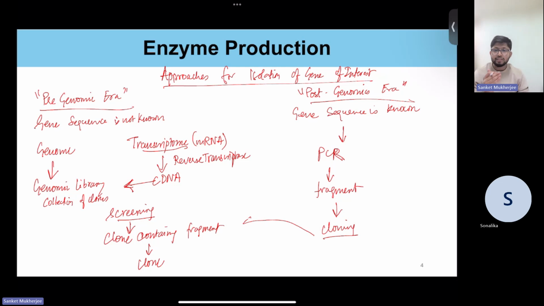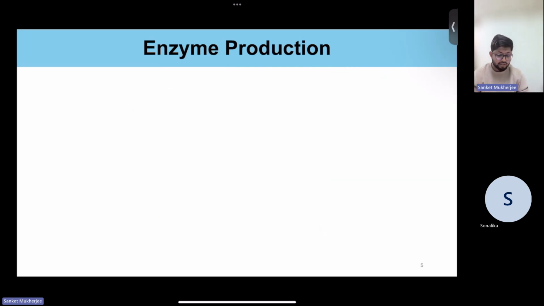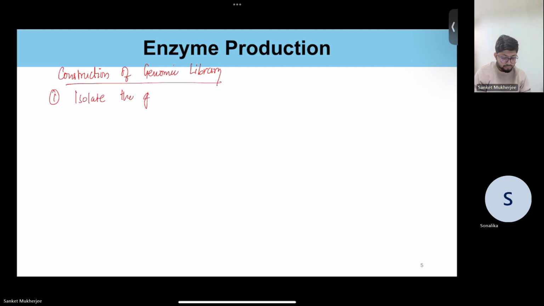So these are the essential steps. Coming to each and every step in particular, we'll discuss everything. So how is a genomic library constructed? Let's look at it. Essentially, we will first isolate the genomic DNA. Then we will perform restriction enzyme digestion, so that the entire genomic DNA will be cut into several fragments. Then we will purify these DNA fragments.